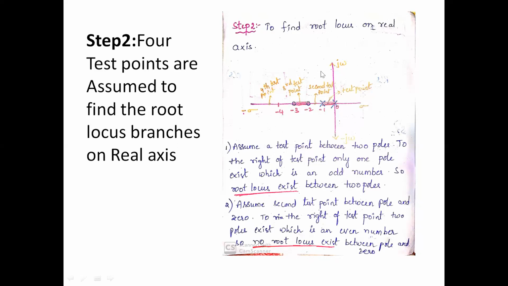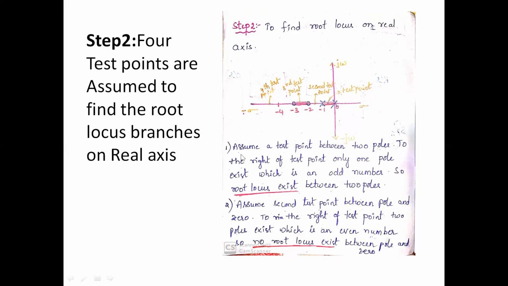Find root locus on real axis. So I have represented two poles and two zeros on the real axis. If you observe, this is the j omega axis, where this is the positive imaginary axis and the negative imaginary axis. This is the negative real axis and this is the positive real axis. What have I drawn here? Two poles exist: one pole at the origin, another pole at s equal to -1. One zero at -2, another zero at -3.